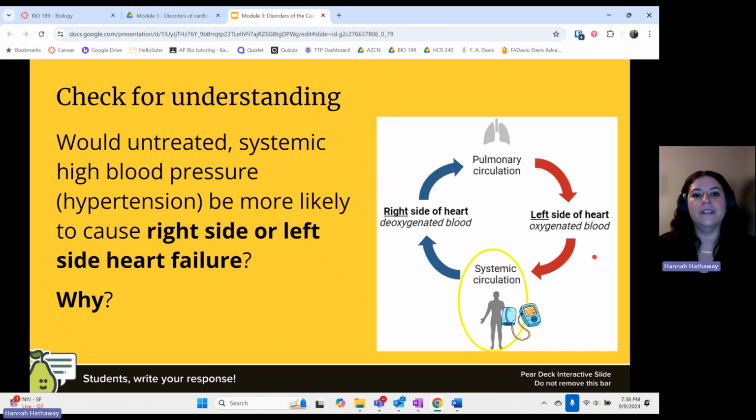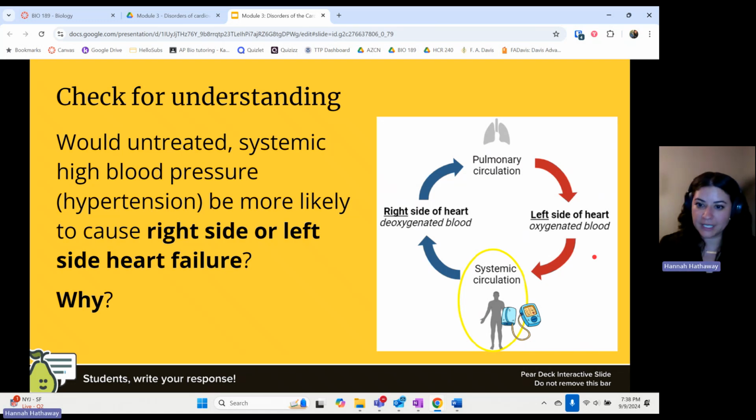Okay, check for understanding. Hey, look, it's our helpful little diagram here. Oh, I forgot to put the answer on this one. Okay, we'll talk about it. Would untreated systemic high blood pressure, so hypertension, systemic meaning in the body, be more likely to cause right side or left side heart failure and why?